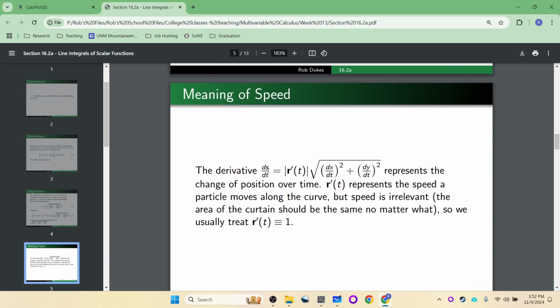When we take the derivative of position with respect to t, we get the absolute value of r prime of t, times the square root of dx over dt squared plus dy over dt squared. What this is saying essentially is that this part here, dx over dt, dy over dt, has to do with how curved the function is. The more curved it is, the bigger this gets. But this part has to do with how fast we are running along it. So if you want to, ds over dt is velocity.